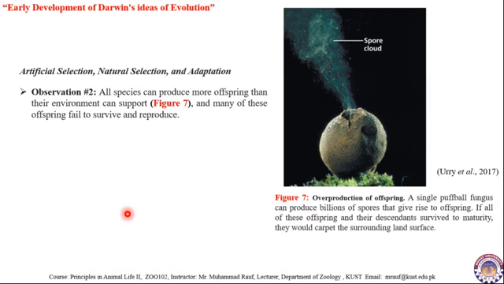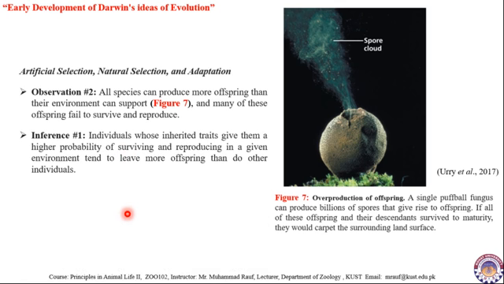Observation 2. All species can produce more offspring than their environment can support, and many of these offspring fail to survive and reproduce. Means the organisms have a remarkable ability to reproduce. Just look at the fishes or the amphibians. They produce a large number of gametes, they lay a large number of eggs, but all of them do not survive because the availability of the resources puts a limit on the number of individuals which eventually survive and reach the reproductive age.